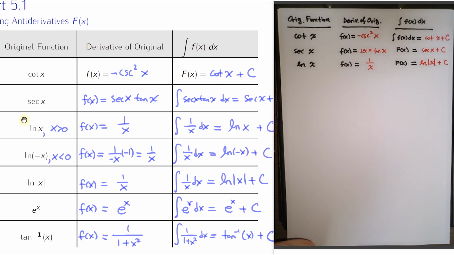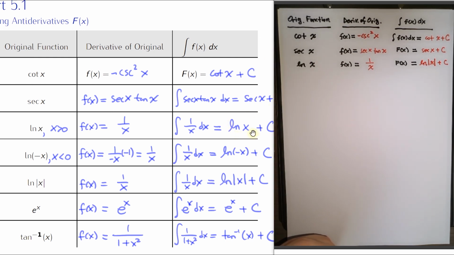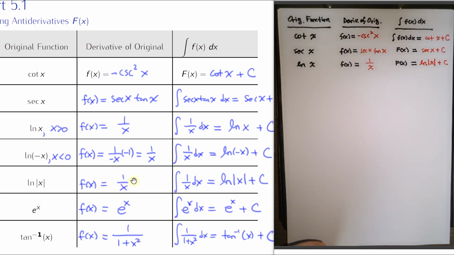And of course, if you have ln of x with x positive, then the derivative of ln of x is 1 over x, right? And the integral of 1 over x is ln of x plus c. So altogether, everyone, we have ln of x and ln of negative x. We have two cases here, one positive case and one negative case. Altogether, we have ln of absolute value of x plus c. So long story short, the antiderivative of 1 over x is equal to ln of absolute value of x plus c. Make sense? Okay, let's move on to the next example, which is e to the x.